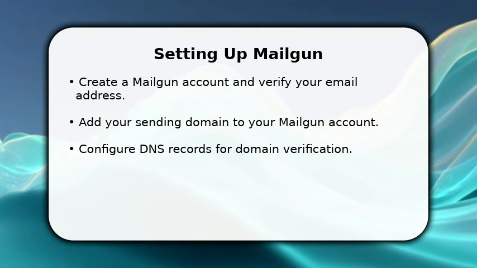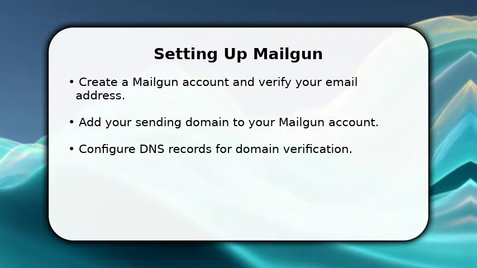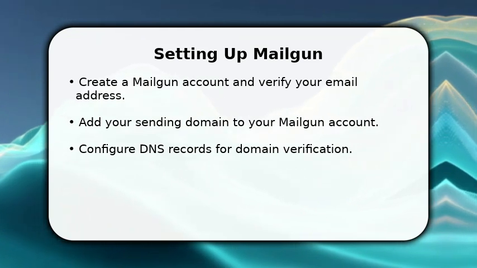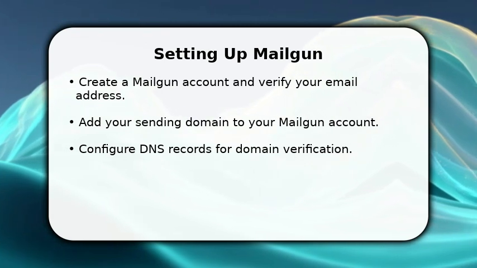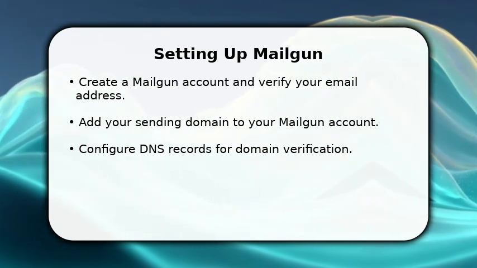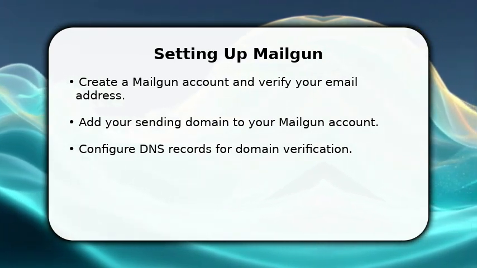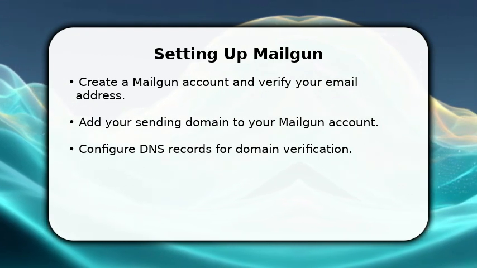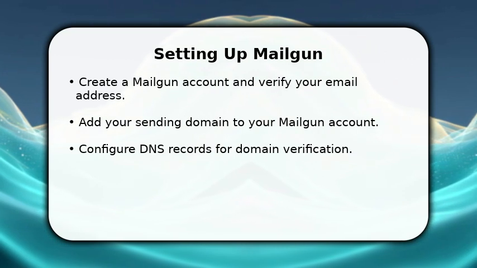In this video, I will explain how to set up Mailgun. First, you will need to create an account on the Mailgun website and verify your email address. Once that is complete, proceed to add your domain to your Mailgun account. This crucial step links your domain to Mailgun services, allowing you to send emails. Finally, you will configure the necessary DNS records to verify domain ownership.